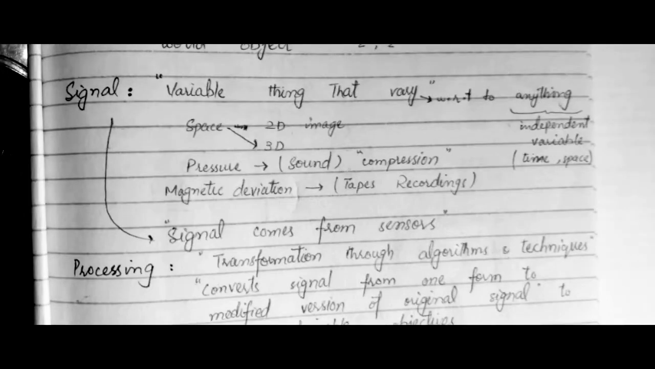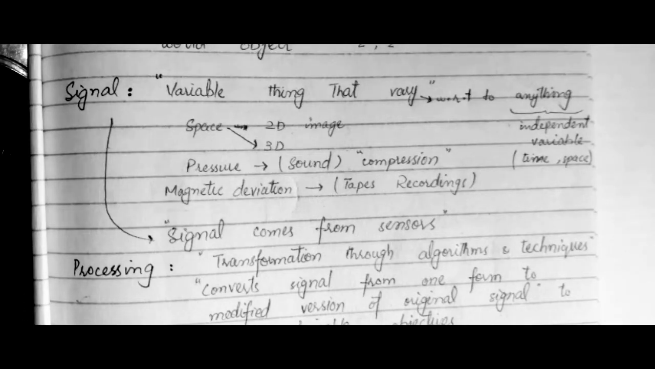Digital means the finite set of values to represent the real world objects. Signal means the variables, things that vary with respect to any independent variable, which could be time or space. In 2D images, we have 2D, and in 3D we have space. Pressure, sound compressions, magnetic deviations, or recording tapes are examples of some signals.